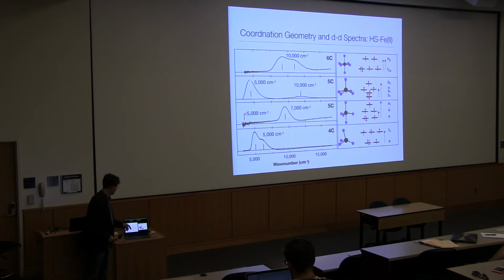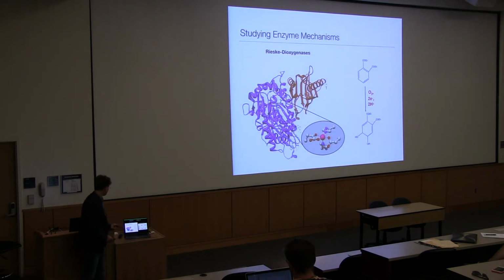The example here is Rieske dioxygenases, and these Rieske dioxygenases have two metal sites. They have a Rieske center that is functional in electron transfer, and they have a non-heme iron site that is responsible for the chemistry, and that is very much a so-called facial triad here that consists of two histidines and a carboxylate ligand, and this does the chemistry. And what these enzymes do is hydroxylation chemistry of aromatic substrates in the presence of dioxygen. So dioxygen, 2 electrons and 2 protons give you hydroxylated product.